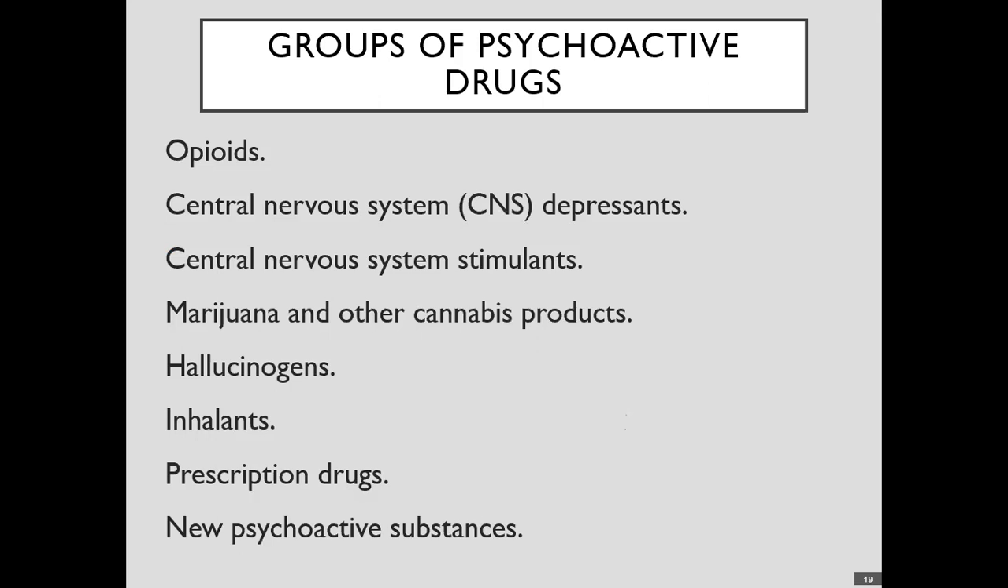So there are different groups of psychoactive drugs. Major psychoactive drugs are opioids, central nervous system depressants, central nervous system stimulants, marijuana and other cannabis products, hallucinogens, and inhalants.